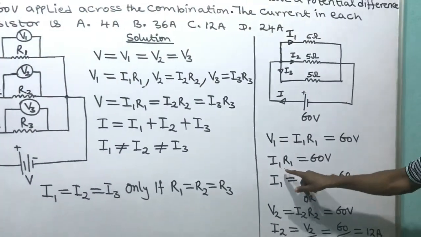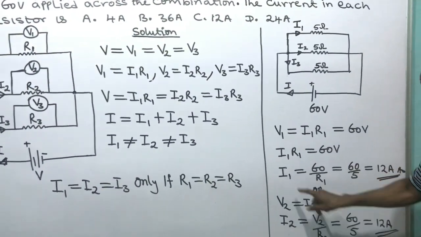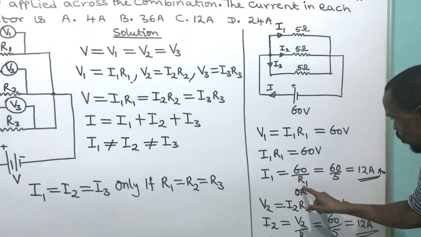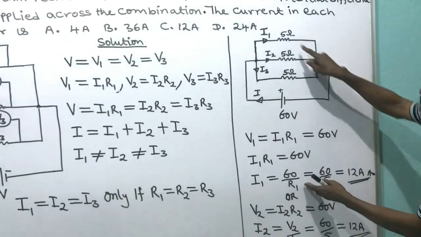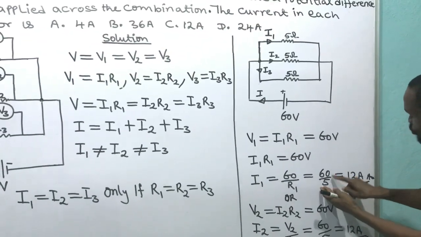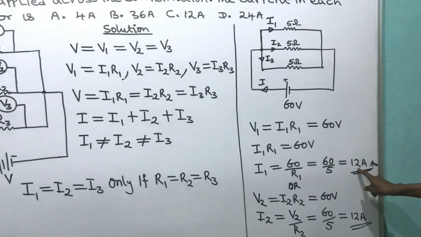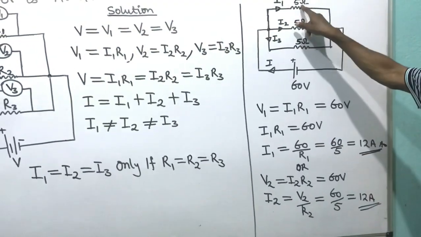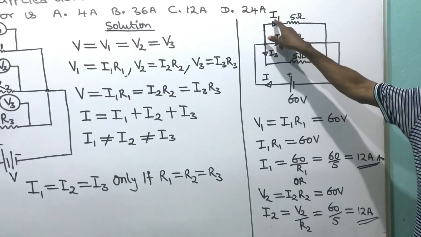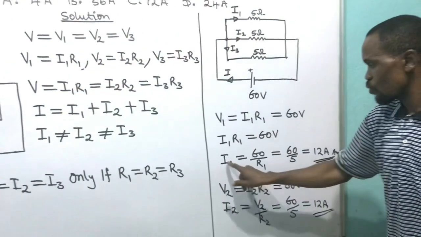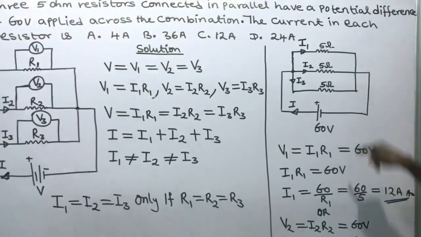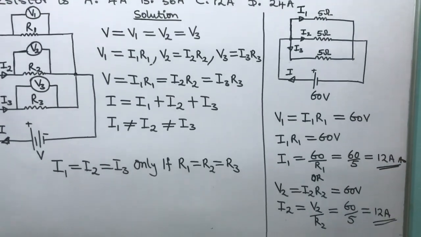Making current 1 the subject of the formula, current 1 becomes 60 volts divided by R1. And what is R1? 5 ohms. I put 5 ohms, 60 divided by 5, and it gives me 12 ampere. Because R1 is 5 ohms, the current I am looking for is this voltage divided by R1, which is 5 ohms. It gives me 12.